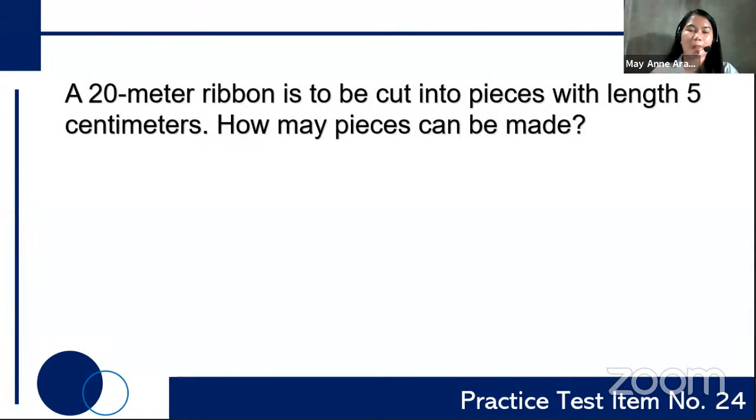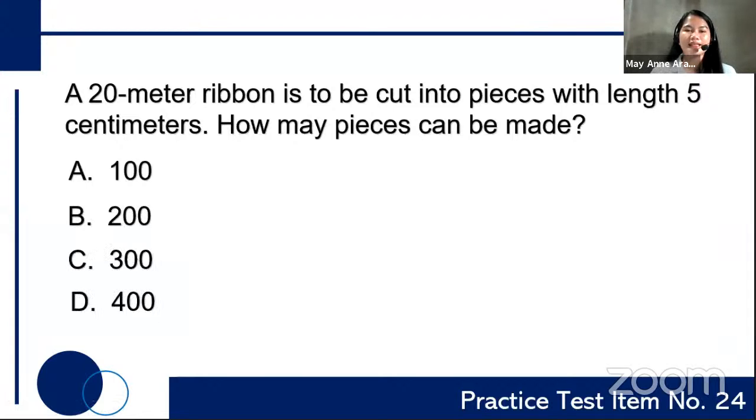Next question. A 20-meter ribbon is to be cut into pieces with length 5 centimeters. How many pieces can be made? A, 100; B, 200; C, 300; D, 400.